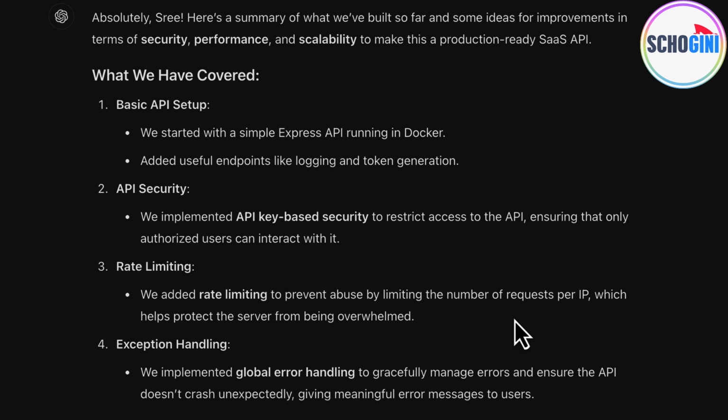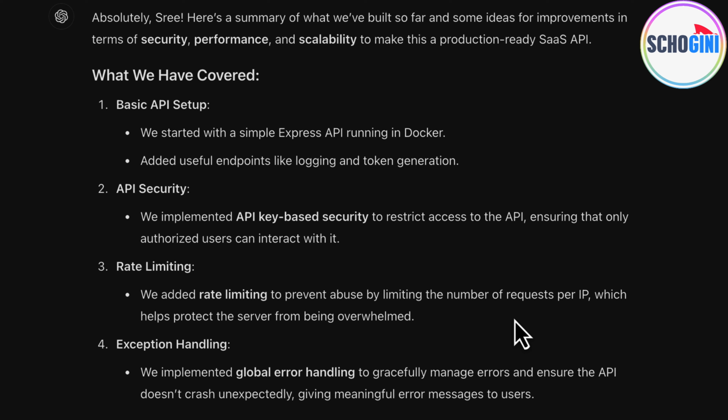What we have covered. 1. Basic API setup. We started with a simple Express API running in Docker. Added useful endpoints like logging and token generation. 2. API security. We implemented API key-based security to restrict access to the API, ensuring that only authorized users can interact with it. 3. Rate limiting. We added rate limiting to prevent abuse by limiting the number of requests per IP, which helps protect the server from being overwhelmed. 4. Exception handling. We implemented global error handling to gracefully manage errors and ensure the API doesn't crash unexpectedly, giving meaningful error messages to users.